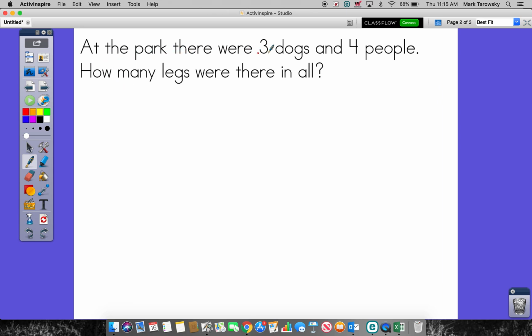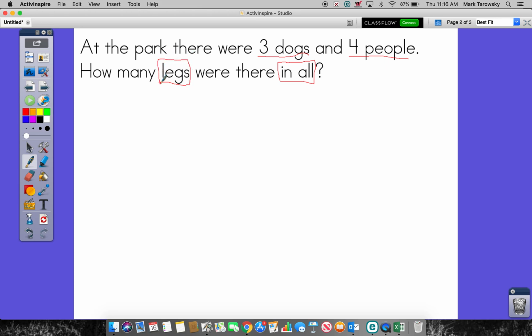At the park, there were 3 dogs and 4 people. How many legs were there in all? All right, so let's look. We've got important information. 3 dogs, 4 people. Okay. In all, oh, we're looking at adding some more. How many? Ooh, not legs.